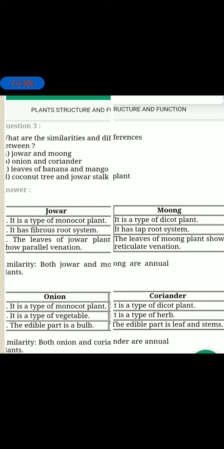In the case of coriander, the edible part is the leaf and stem. Or you can also modify this answer as, in onion the edible part is the bulb and the leaf as well, because onion leaves are also sometimes edible. Similarities of these two, onion and coriander: both are annual plants and again foodstuff. Also they both are used in salad.